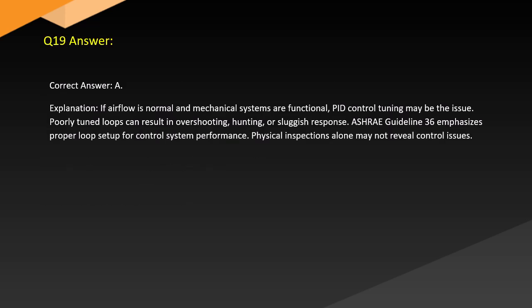Answer. Correct answer: A. Explanation. If airflow is normal and mechanical systems are functional, PID control tuning may be the issue. Poorly tuned loops can result in overshooting, hunting, or sluggish response. ASHRAE Guideline 36 emphasizes proper loop setup for control system performance. Physical inspections alone may not reveal control issues.